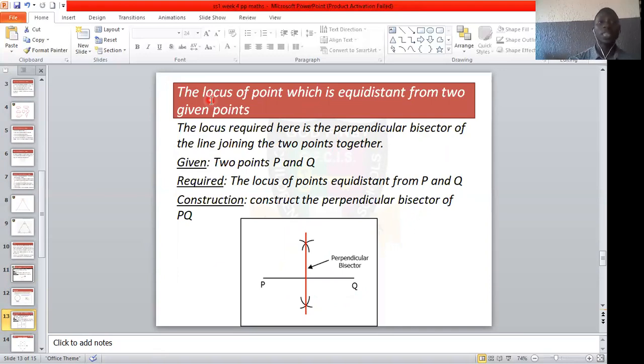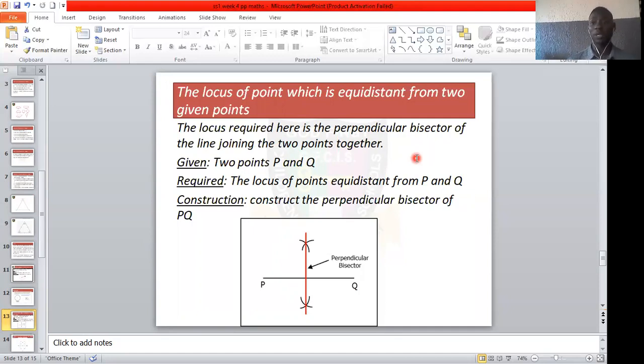It says, the locus required here is a perpendicular bisector. We all know what perpendicular means: 90 degrees. Bisector means to cut into two. Bisecting is to cut into two. So the locus required here is the perpendicular bisector of the line joining two points together. Now, look at it.